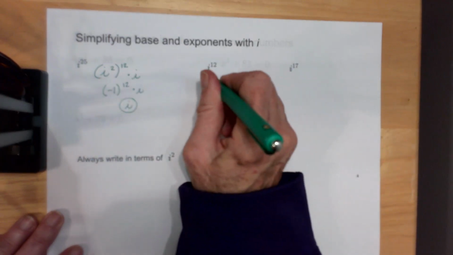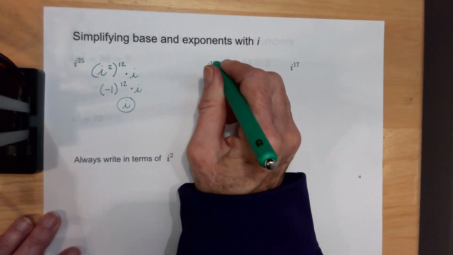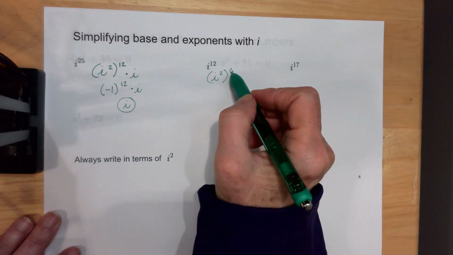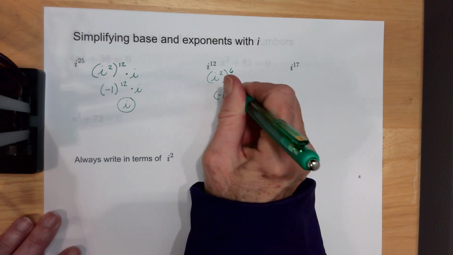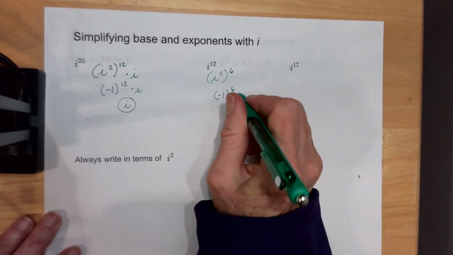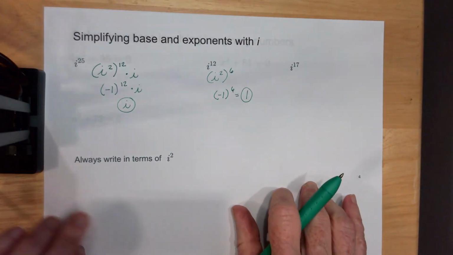If I come over here, i to the 2nd power, to make it be 12, I need to raise it to the 6th power, because 2 times 6 is 12. So I have a -1 raised to the 6th power. That's an even number, which means I lose my negative, and my answer is just 1.